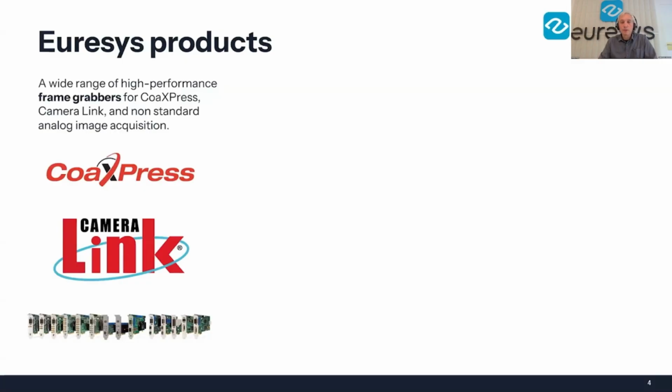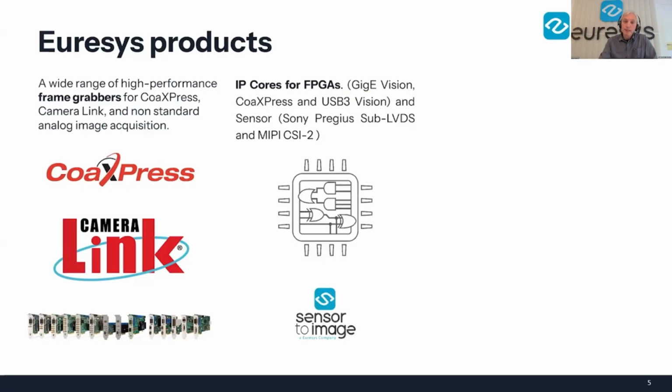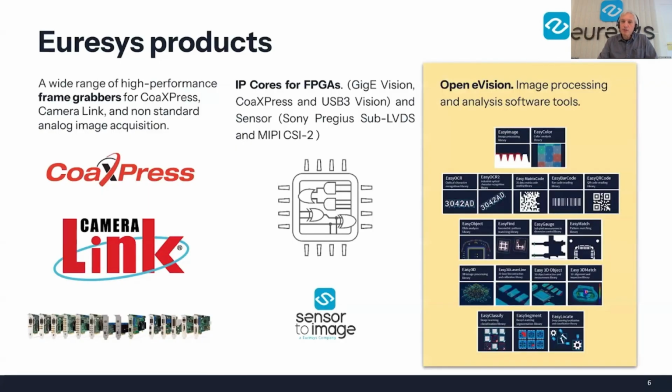So one of the product ranges is the frame grabbers. We are selling CoaXPress and Camera Link frame grabbers. But we also sell IP cores for FPGA. So that's eVision, CoaXPress, USB Vision IP that you can integrate in your own design, your own camera or vision system. But today I will talk about Open eVision.